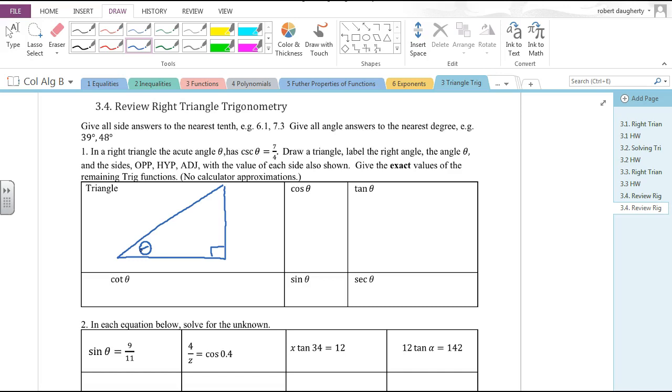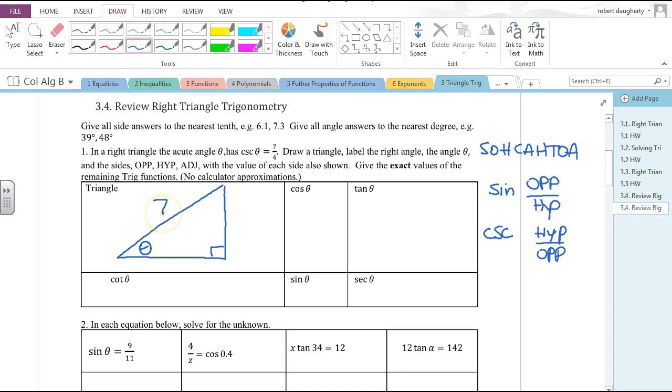Okay, so if I think about it, you need to know all of your trig functions. So SOHCAHTOA. And I know that the sine is the opposite over the hypotenuse. I know that the cosecant is the hypotenuse over the opposite. So if they tell me the cosecant is 7/4, that means the hypotenuse is 7 and the opposite side is 4. So I just need to figure out what is this side down here that I don't know.